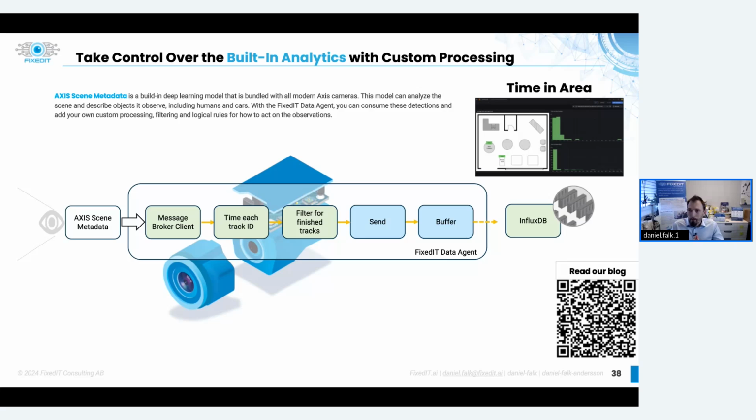And as I said before, we have our time in area application, which is analyzing on a track level how long a specific object track has been visible in the view. And we also have include zones where we filter if you're inside or outside include zones, essentially a polygon. And all of this is done in the Fixed data agent as a Starlark workflow. And it's not only time in area that you can do with this, you can do all kinds of different analytics. So you can scan the code and get to a blog post where we show a little bit about it.